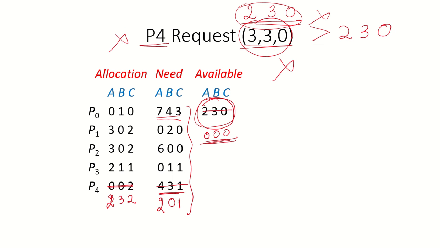We will not be able to find a safe sequence. So in such a case, wherever the system is not able to find a safe sequence or the request is more than the available, those requests are not granted. So this is the basics of Banker's algorithm.